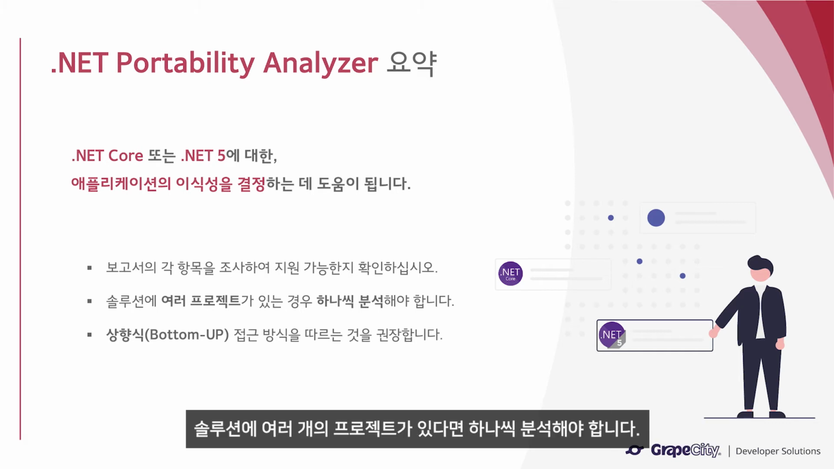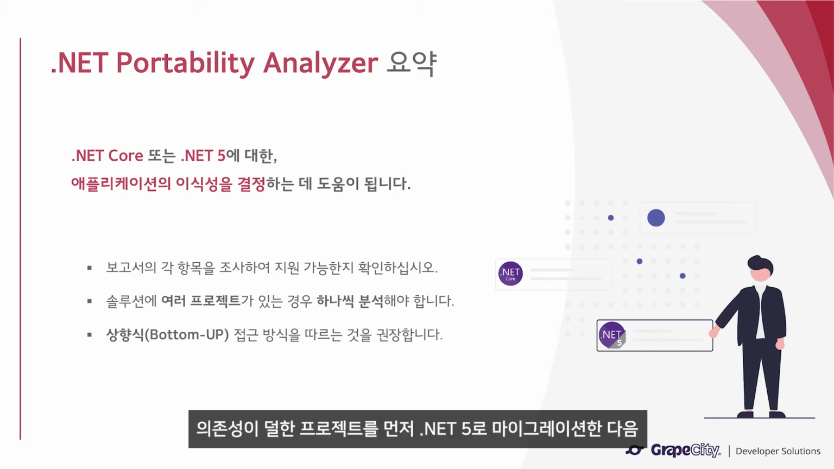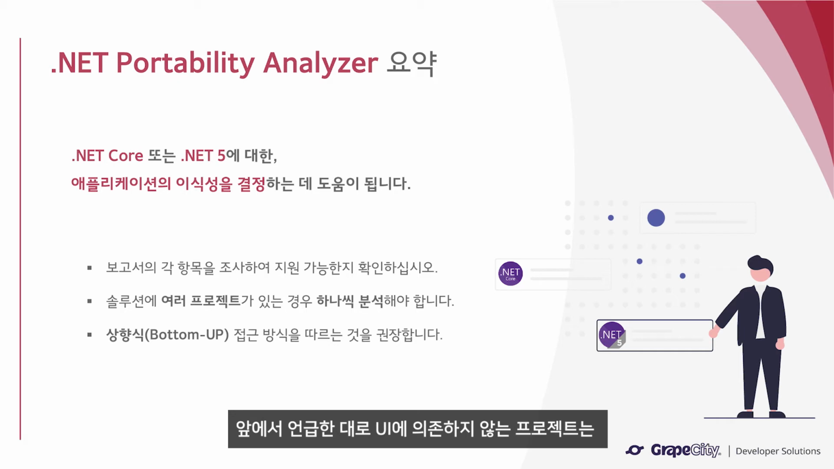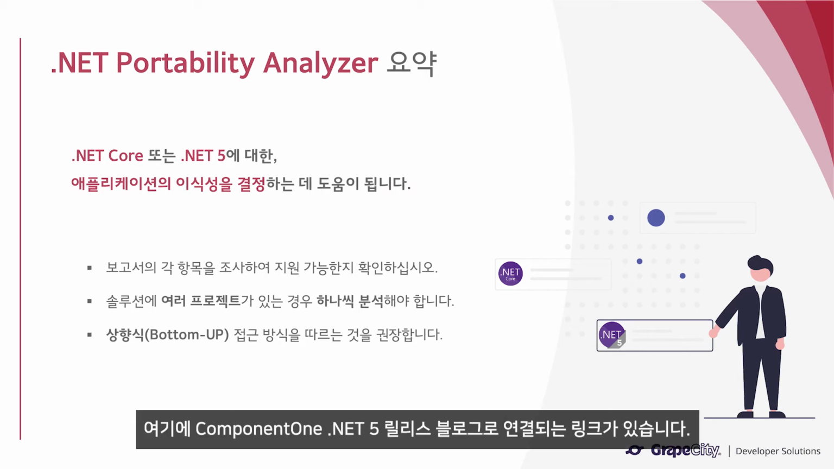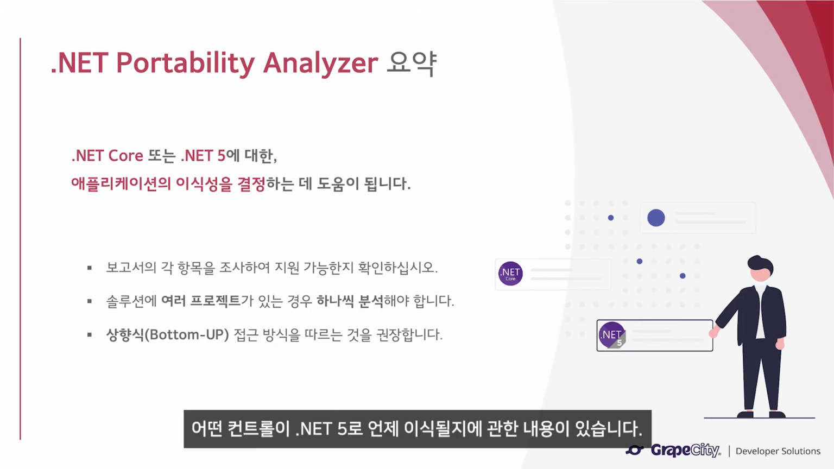If your solution has multiple projects, you should analyze them one by one. It's easier by following a bottom-up approach. Projects with fewer dependencies should be migrated to .NET 5 first, followed by the ones that may depend on them. And as I mentioned earlier, projects that do not rely on the UI should be ported to .NET Core or .NET Standard. And here's the link to the ComponentOne .NET 5 release blog that I mentioned. It includes our roadmap of which controls will be ported to .NET 5 and when.